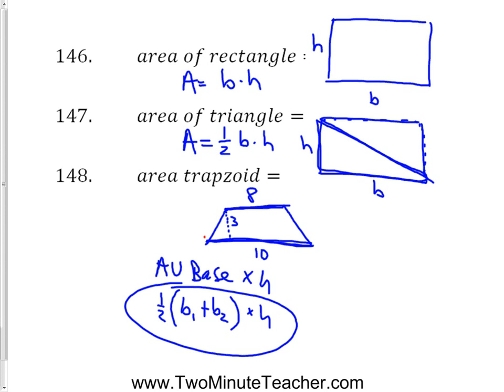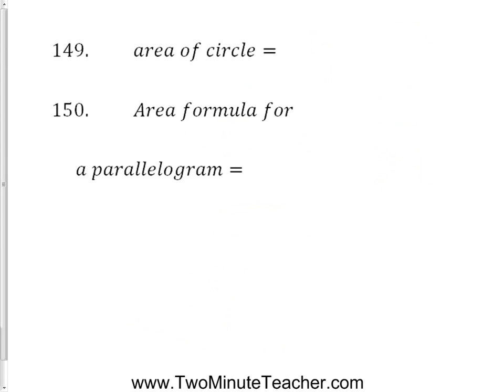Don't forget that all these areas, the answers will be in units squared, like square inches or square feet or square miles. All right, area of a circle, just memorize it. Pi r squared. Pi times r squared.